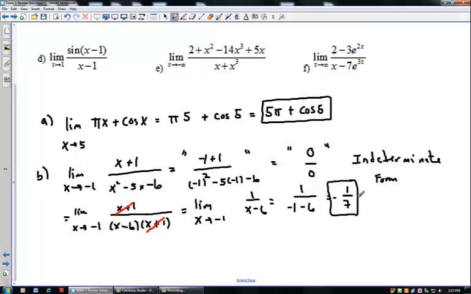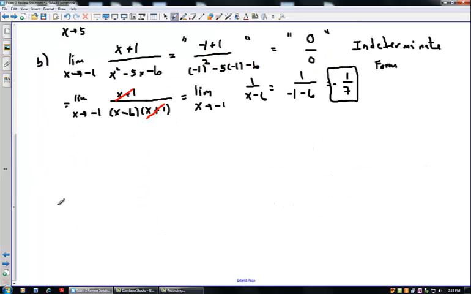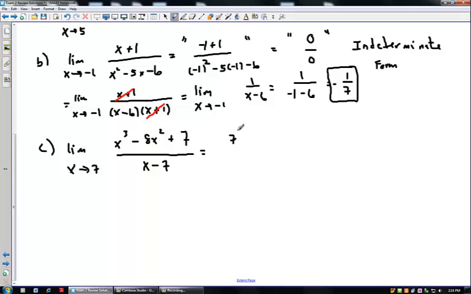On part C, let's see what we have. We have the limit as x goes to 7 of x cubed minus 8x squared plus 7, all divided by x minus 7. What I'm going to do is plug in 7, so I'll have 7 cubed on top minus 8 times 7 squared plus 7, all divided by 7 minus 7.